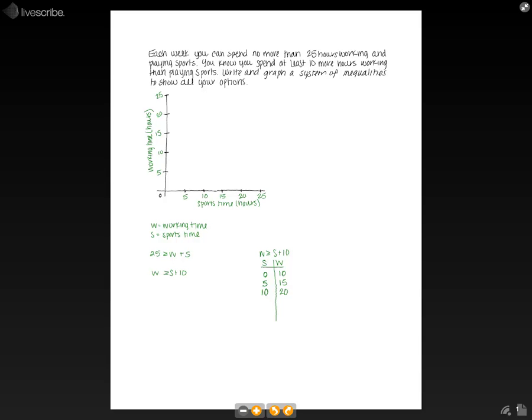Alright, so let's put those points on our graph. So 0, 10, 5, 15, and 10, 20. Alright, and let's connect those to make a line.